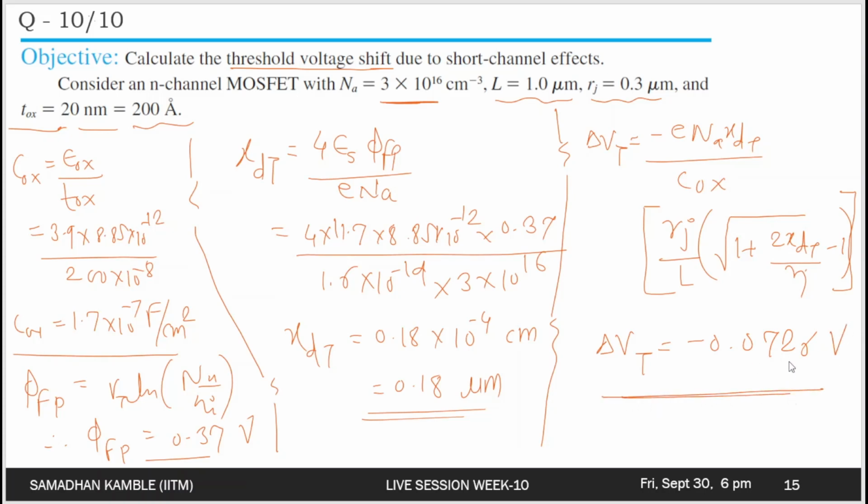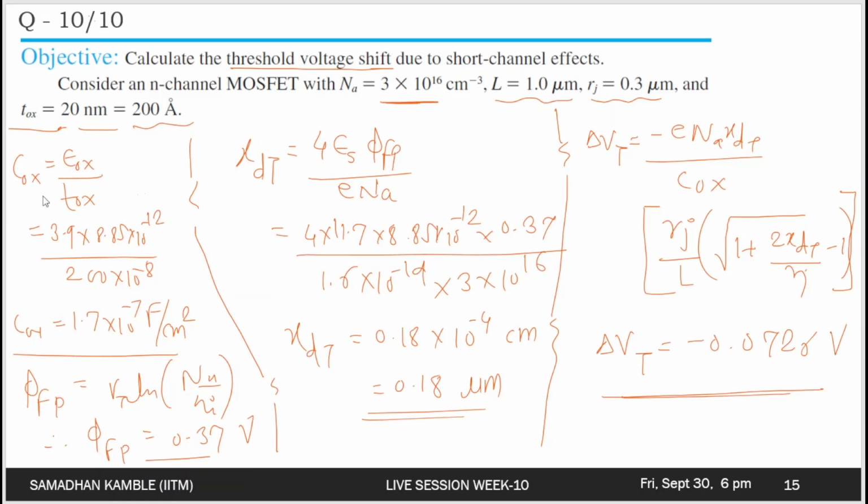Okay, so one thing to note here is that if the design value of the threshold voltage of an N channel MOSFET is, let's say, Vt of 0.35 volt, then a shift of this much, that is minus 0.07 volt, due to the short channel effect is quite significant, and it needs to be taken into account while designing the threshold voltage for a MOSFET. So this is an important point to be noted.